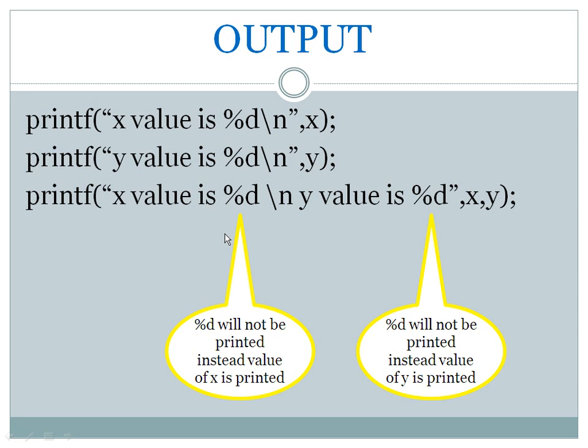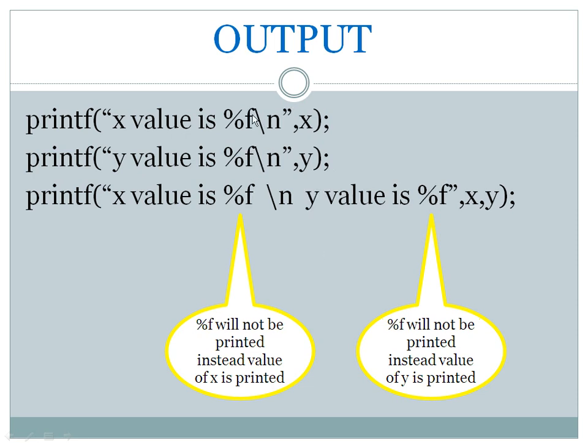Similarly, if you want float, you can use %f. It says x value is and prints the value. It will not print the %f symbol. It prints the value of whatever variable you have given here. If it's x, it prints x. If it's y, it prints y. If you want both of them in the same statement, use this.